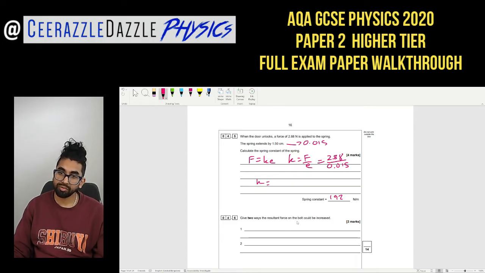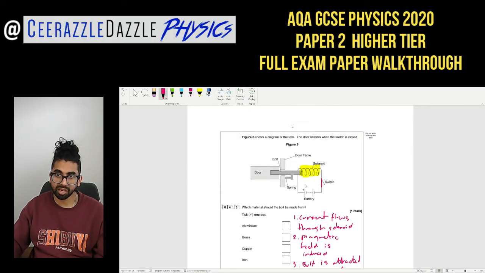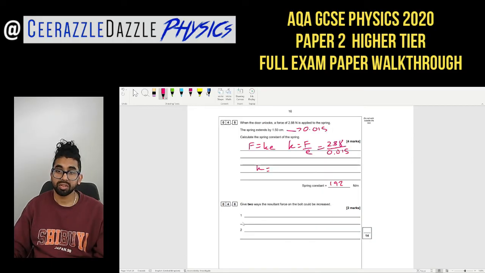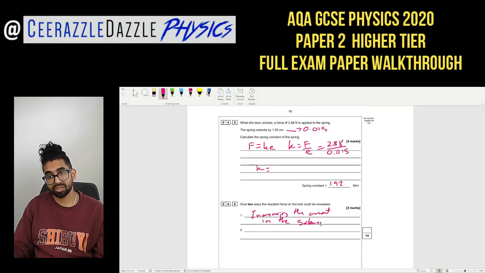Give two ways the resultant force on the bolt could have increased. So how could you make the force experienced by the bolt increase? Well, it's about the magnetism. If you look back at this diagram over here, obviously if you put a stronger current in, you get a stronger force. Also, you can increase the strength of this magnetic field by winding the turns closer and closer, so increasing the number of turns on the solenoid. So number one, increasing the current in the solenoid, and also increasing the number of turns on the solenoid.